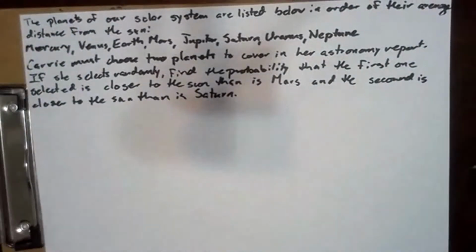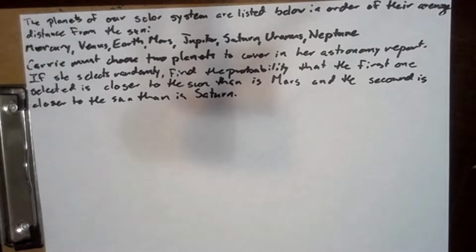The planets of our solar system are listed below in order of their average distance from the sun. Mercury, Venus, Earth, Mars, Jupiter, Saturn, Uranus, and Neptune. Carrie must choose 2 planets to cover in her astronomy report. If she selects randomly, find the probability that the first one selected is closer to the sun than is Mars, and the second is closer to the sun than is Saturn.